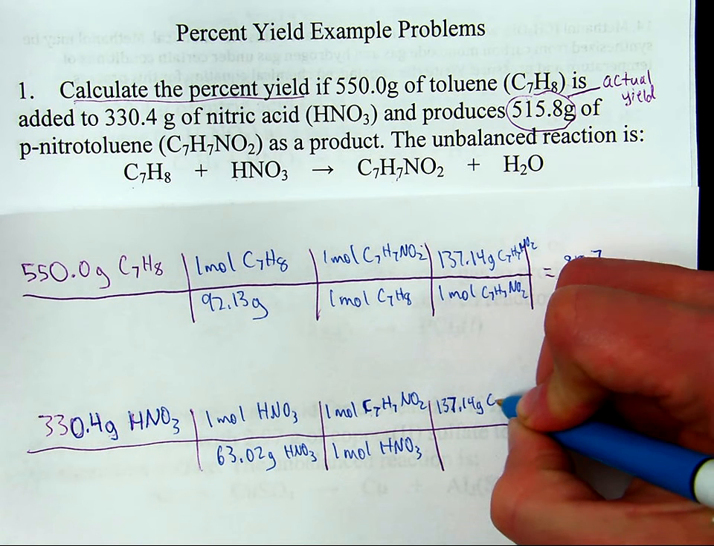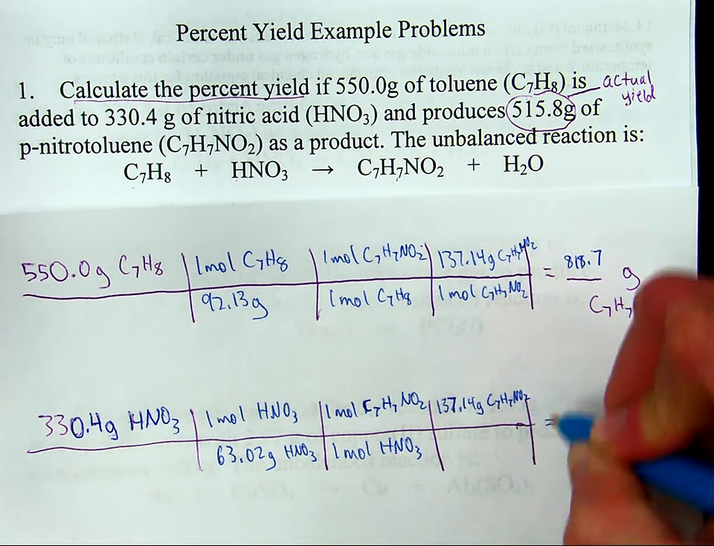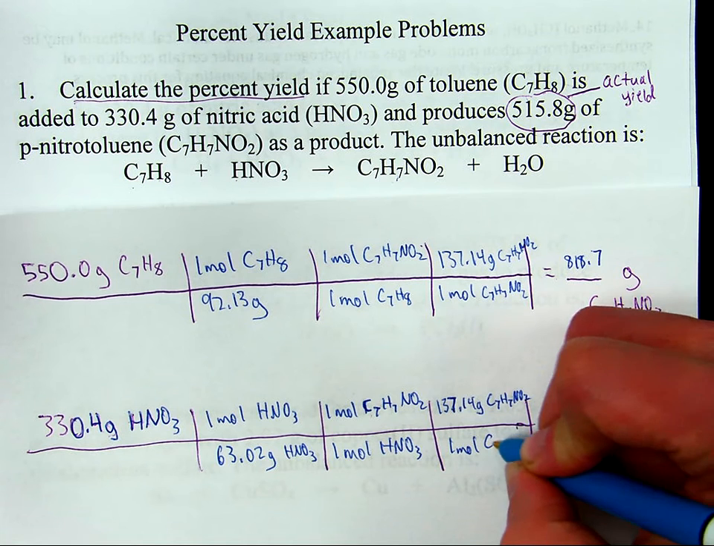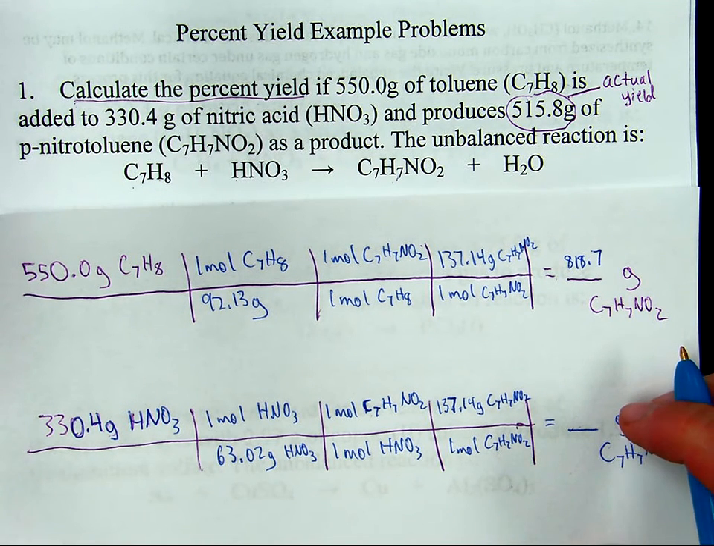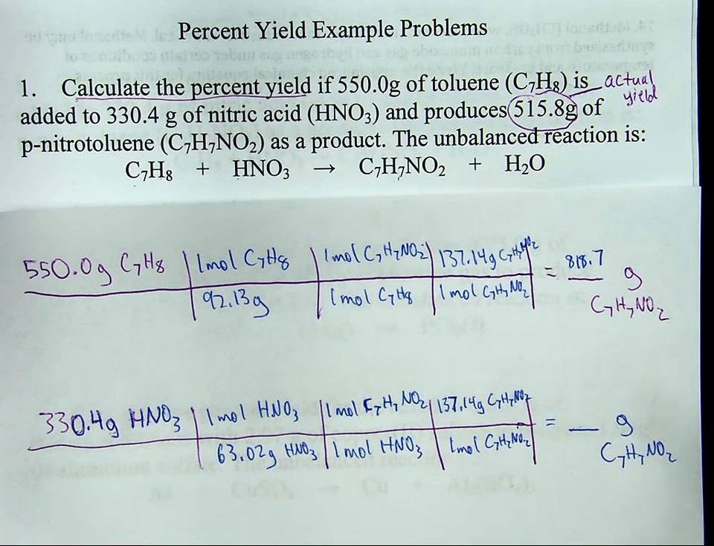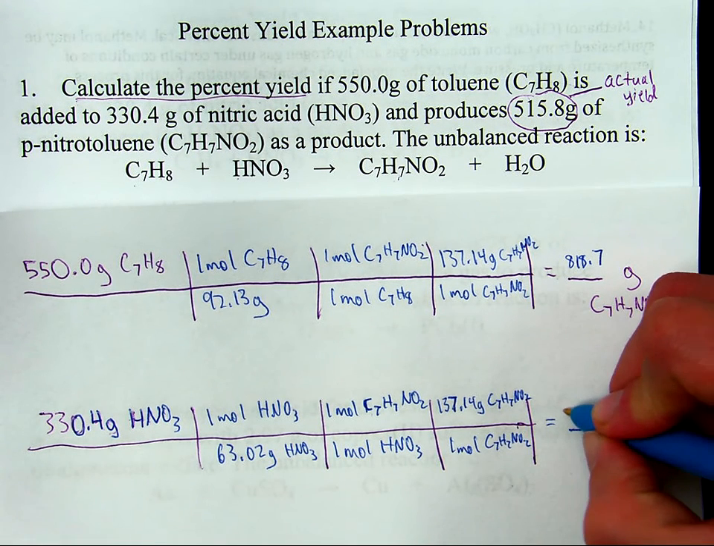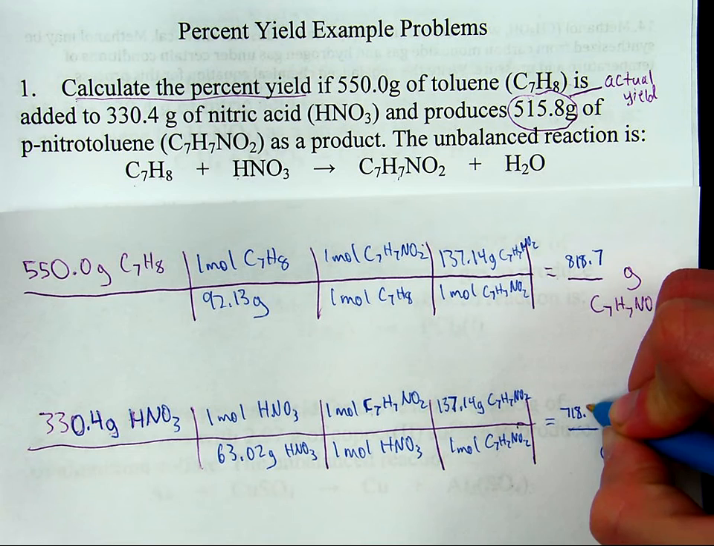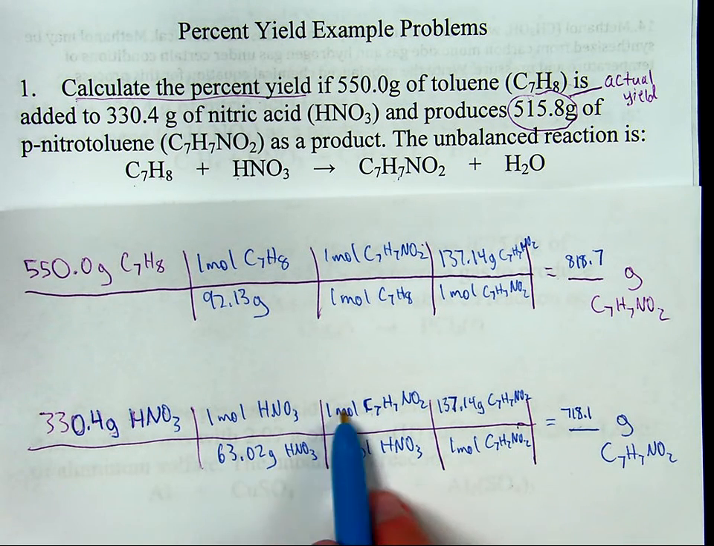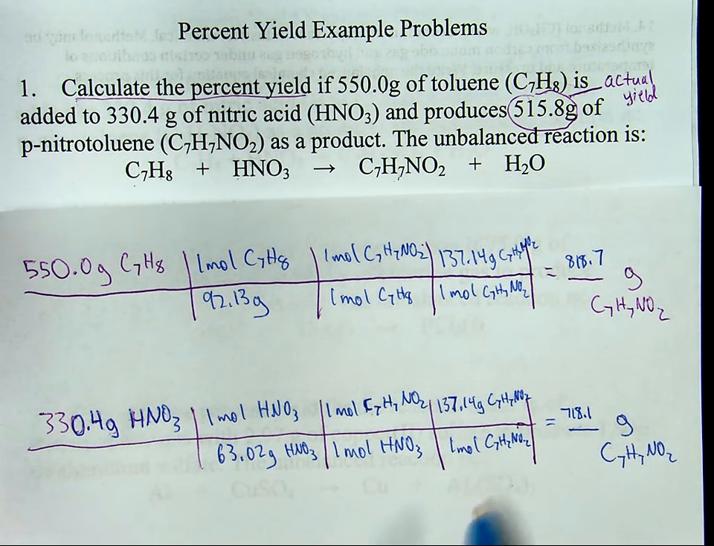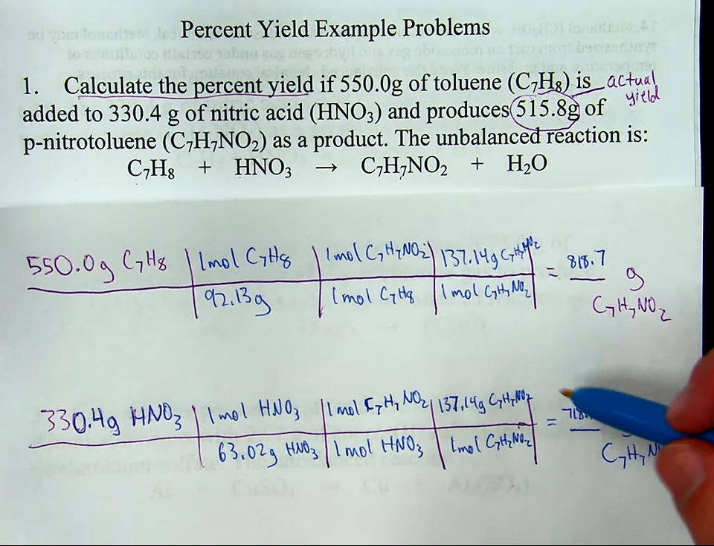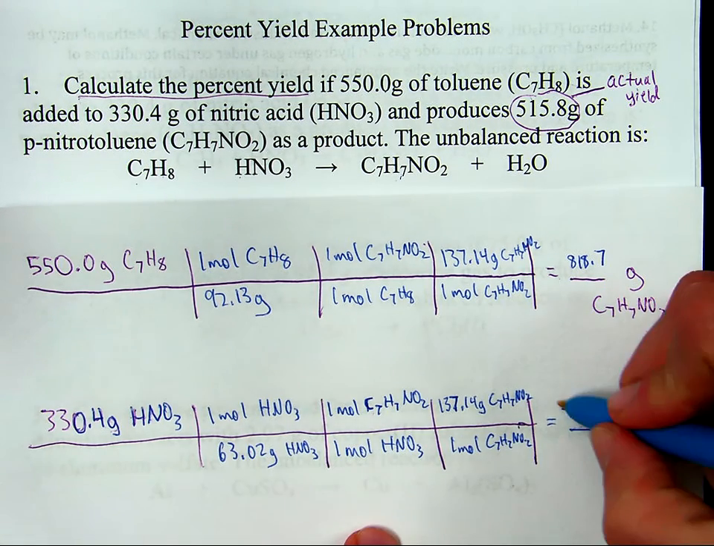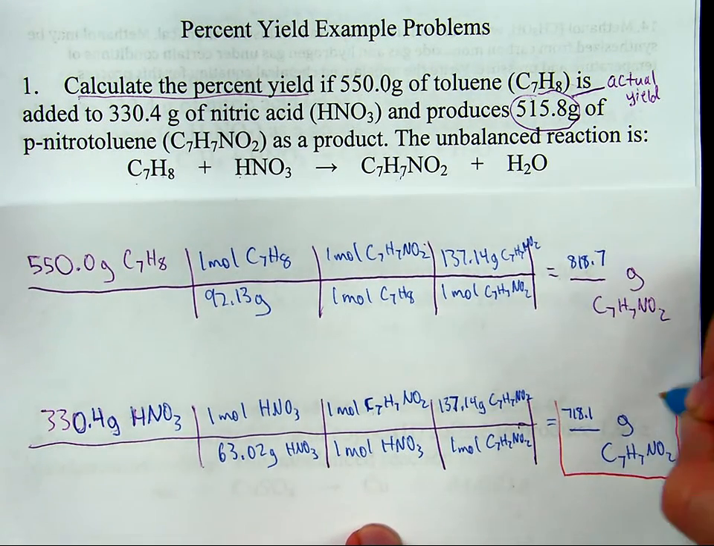137.14 grams C7H7NO2 over 1 mole C7H7NO2. So that's the setup right there, and the actual number that came out when I calculated that earlier was 718.1 grams, where this divided by that times that came out to that. Again, 4 significant figures. Between the two, I'm going to choose the smaller number, which is this one, as the theoretical yield.